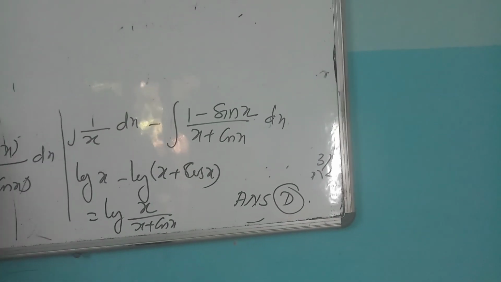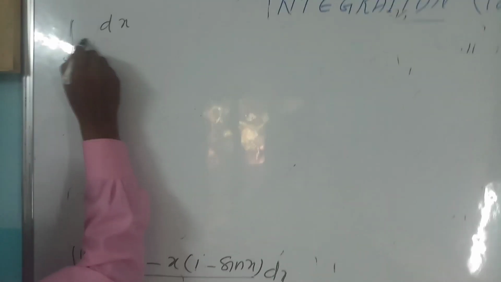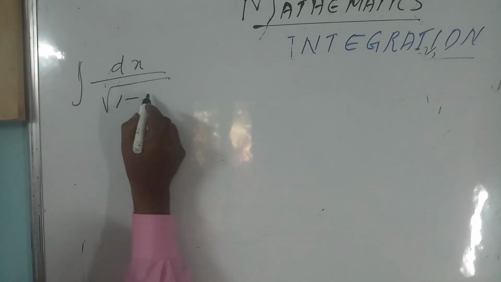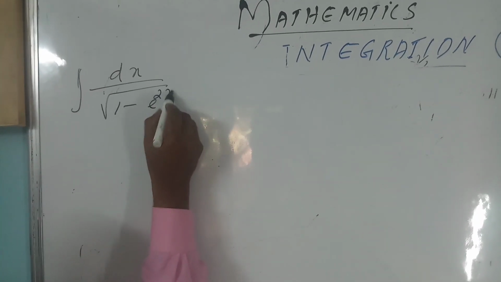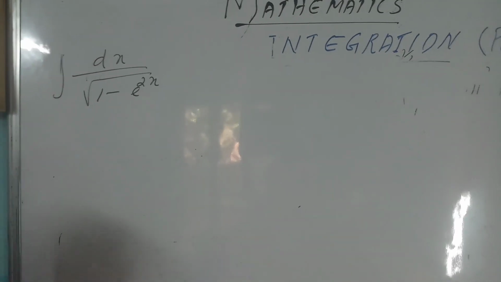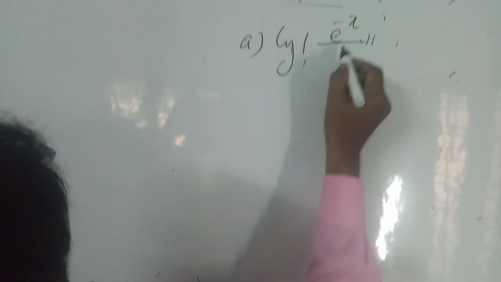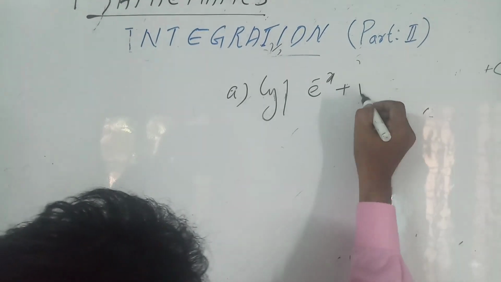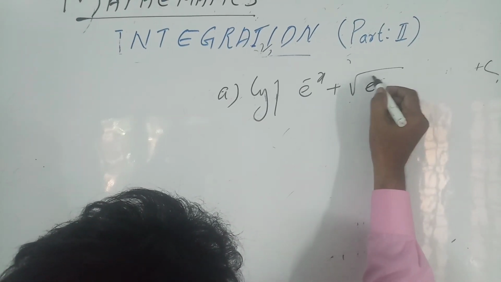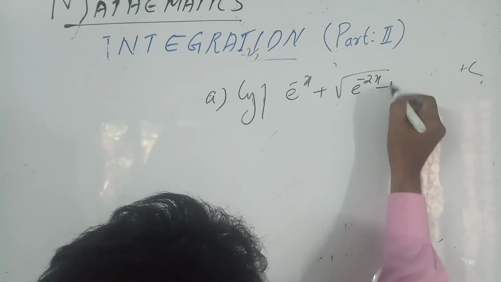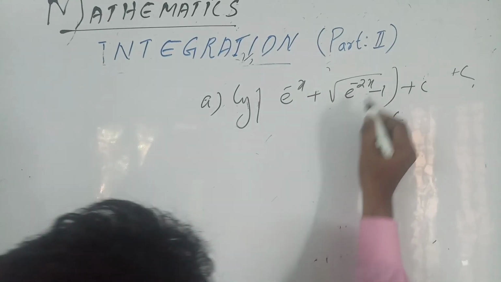Okay, next question. Integral dx by root of 1 minus e raised to 2x. Choices: (a) log mod e raised to minus x plus root of e raised to minus 2x minus 1 plus c. Okay, (b).